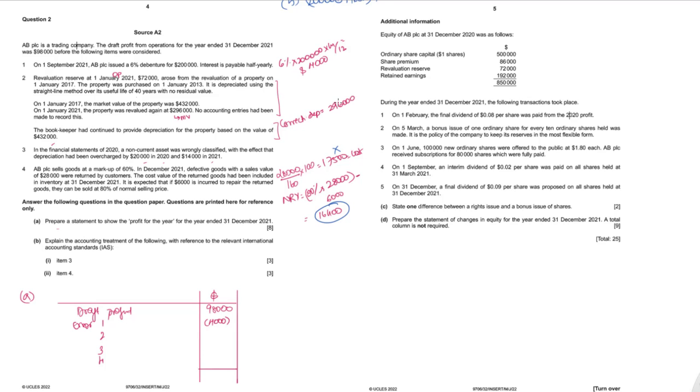296,000 divided by the remaining useful life. Why? Because once you revalue the asset, you have to continue depreciating it using the same method but over the remaining useful life. So in this case, it was bought on 1st Jan 13, 8 years have lapsed, and initially the useful life was 40 years. So now the remaining useful life will be 32 years. So the revised depreciation, or the correct depreciation that they should have charged, is 9,250.